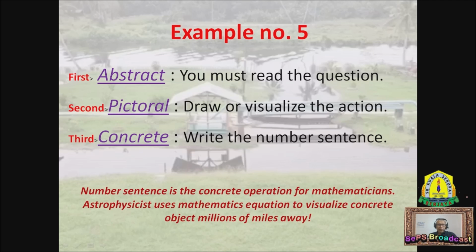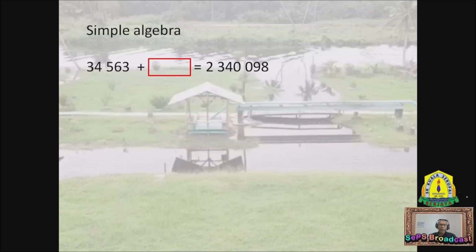Finally, example number 5. Always start with abstract, pictorial, and concrete. This time, we don't have to do the pictorial. The pictorial is quite a different way. What I would like to share with you is to make things easier. The slogan is: make things easier. Let us look at simple algebra.